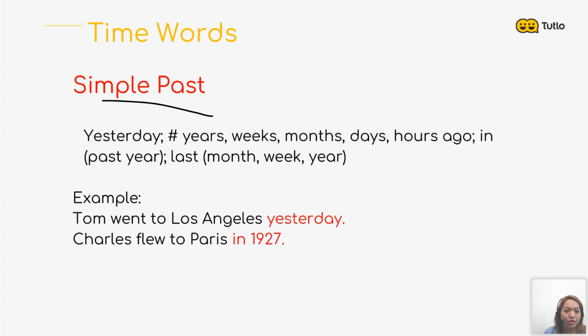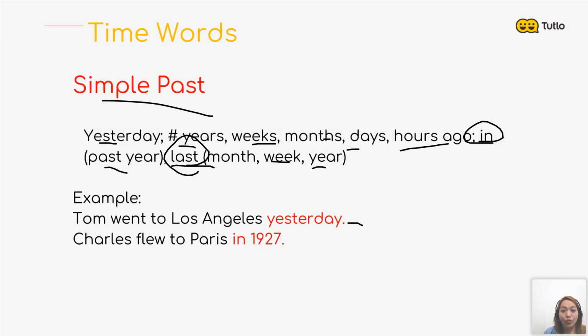Let's continue. So for simple past, we have, of course, these words and expressions. Yesterday, the number of years, weeks, months, days, or hours ago, and in past year, last month, last week, or last year. You have this word, you have this word. That's your clue. Example, Tom went to Los Angeles yesterday. Charles flew to Paris in 1927.